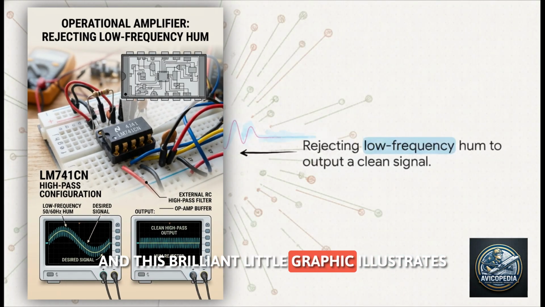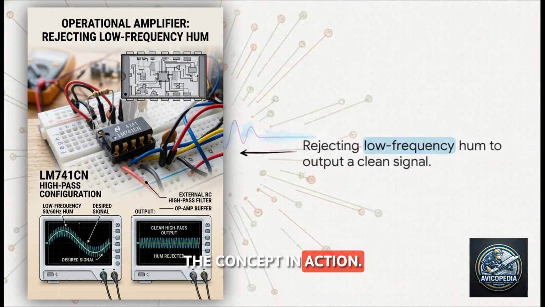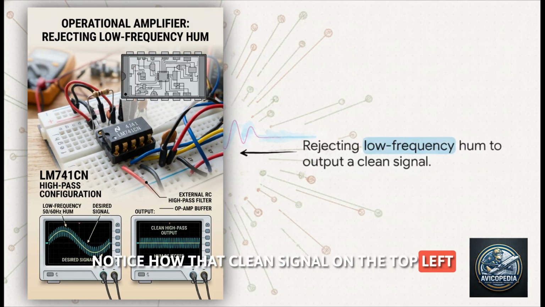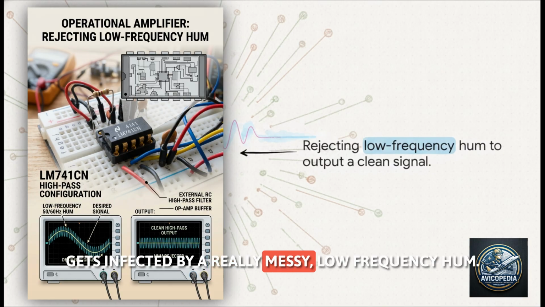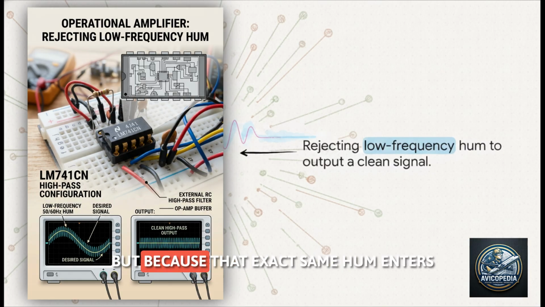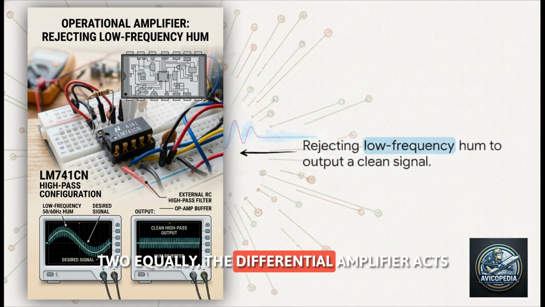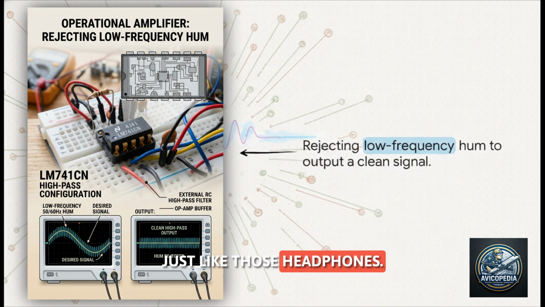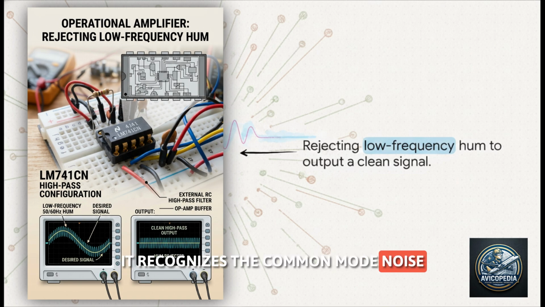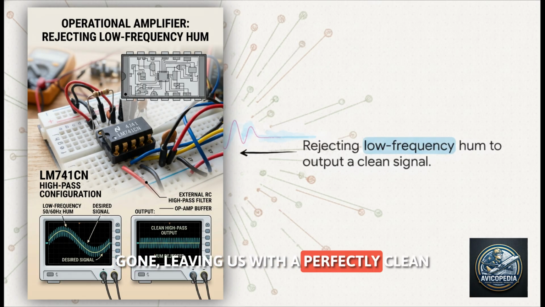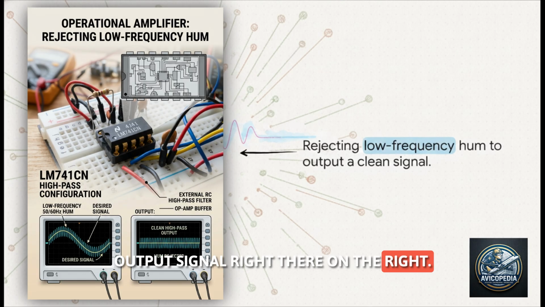And this brilliant little graphic illustrates the concept in action. Notice how that clean signal on the top left gets infected by a really messy low-frequency hum. But because that exact same hum enters both input 1 and input 2 equally, the differential amplifier acts just like those headphones. It recognizes the common mode noise and literally cancels it out. Bam, gone, leaving us with a perfectly clean output signal right there on the right.